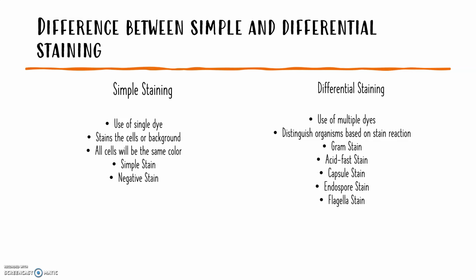For differential staining, many dyes are used, which will allow us to distinguish the organisms based on the reaction of the stains. Since there are so many stains that can be used, depending on the procedure, all stains must be used in the correct order or you will not get accurate results. There are 5 different types of differential staining techniques, which include gram stain, acid-fast stain, capsule stain, endospore stain, and flagella stain.